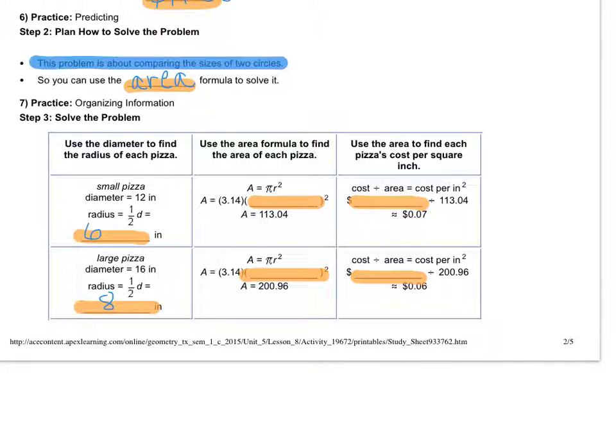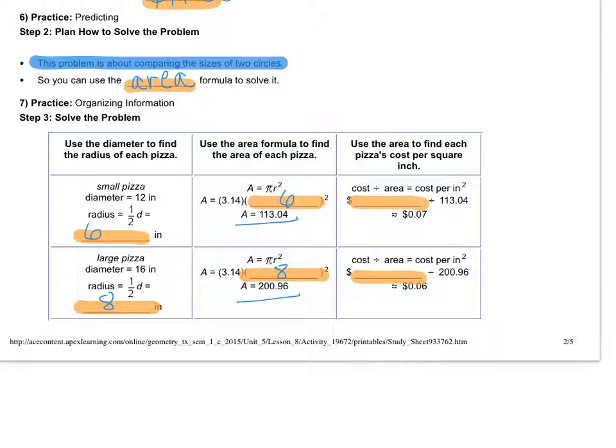It says use the area formula to find the area of each pizza. So area is pi times the radius squared. We're just going to plug in 6 there and an 8 there. So we got an area here of 113.04 and 200.96.